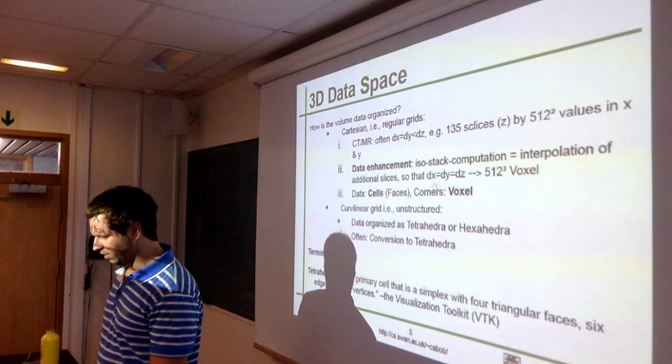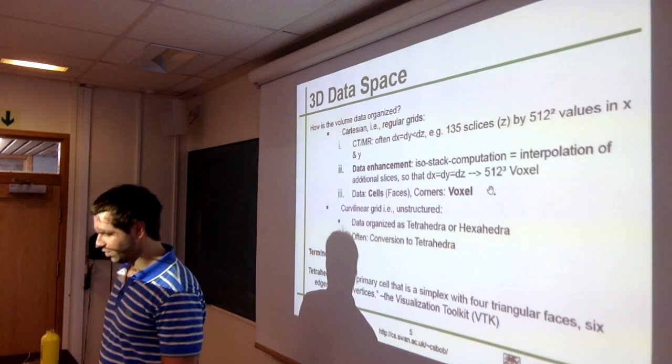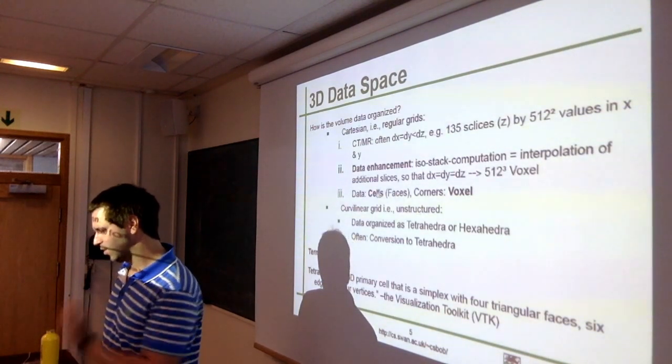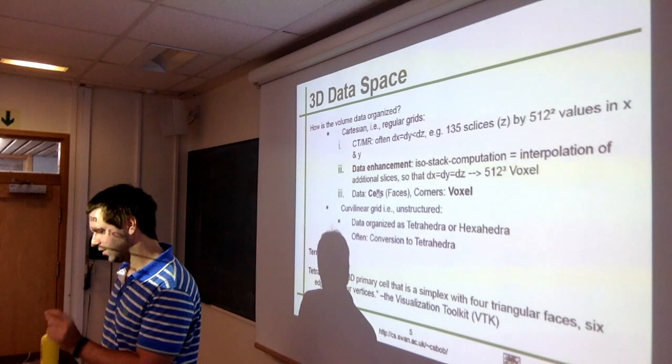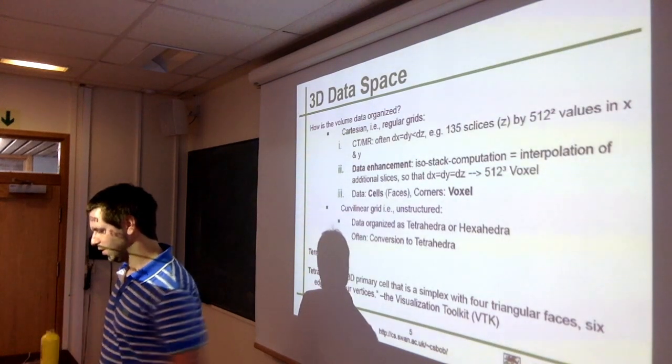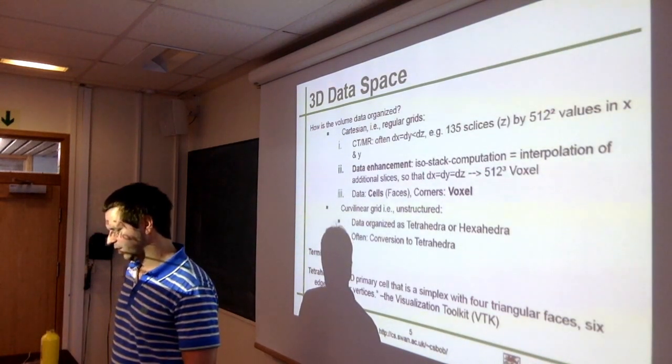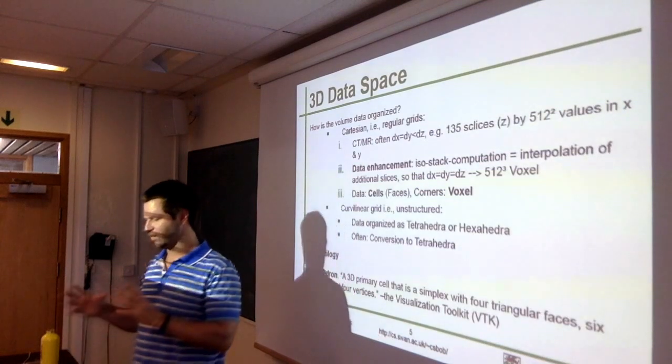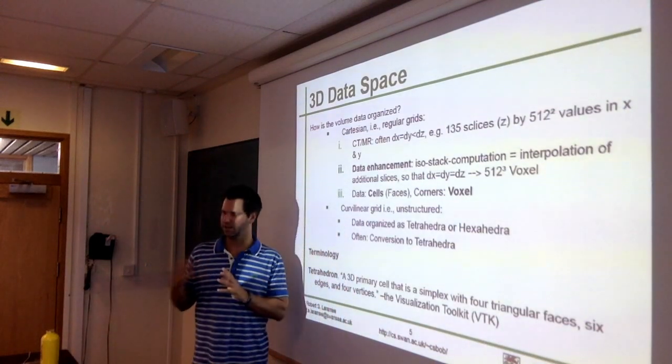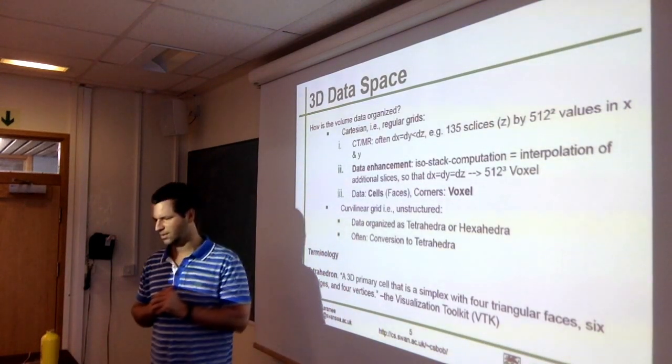Data can be arranged on cells or on voxels. If the data is at the center of the cells, or the center of the cube, so to speak, it's called a cell, and if it's at the corners of the grid, then the units are called voxels.